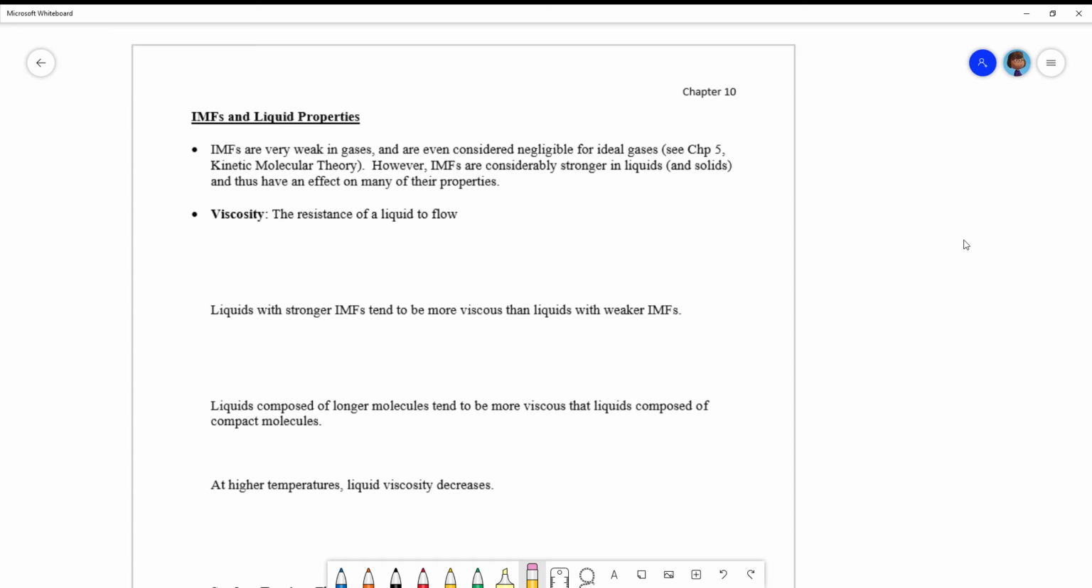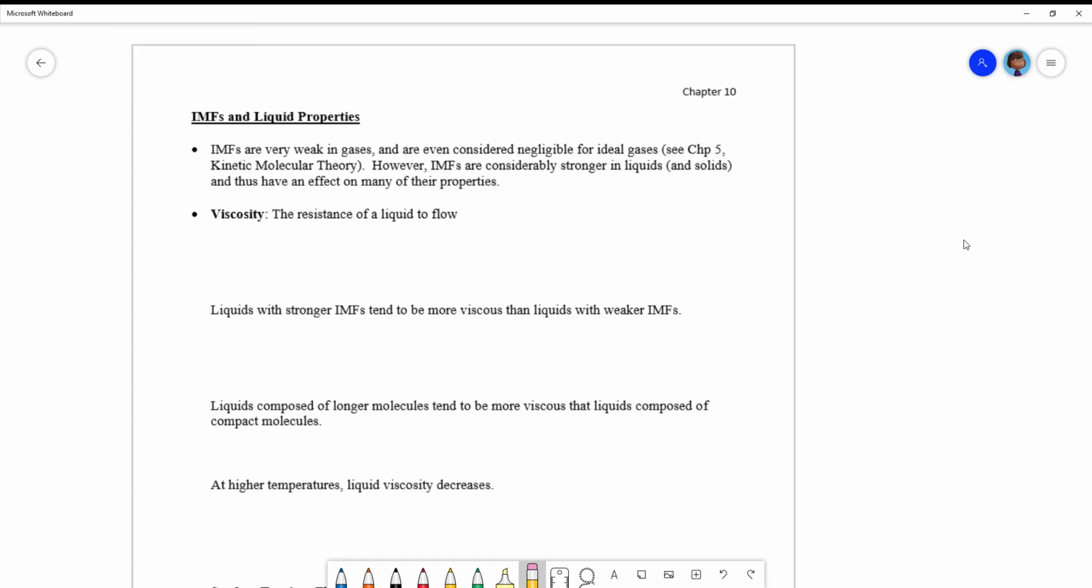Now, things are quite different for liquids, and as it turns out, solids as well, but we're not looking at solids. One of the things we know, of course, is that IMFs are much stronger in liquids. And because of this, we're going to be able to observe that they do have an effect on liquid properties. So we're going to be taking a look at the relationship between IMFs and some important liquid properties. I want to note that I am skipping one liquid property that is discussed in your textbook, and that is the property of capillary action. So we're not going to discuss that, but we are looking at the other properties.